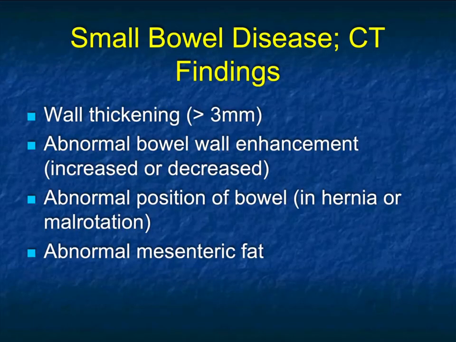Now, if you look at small bowel disease CT findings, we talk about wall thickening above 3 millimeters being abnormal, which means to me if I can measure the bowel, it's abnormal.